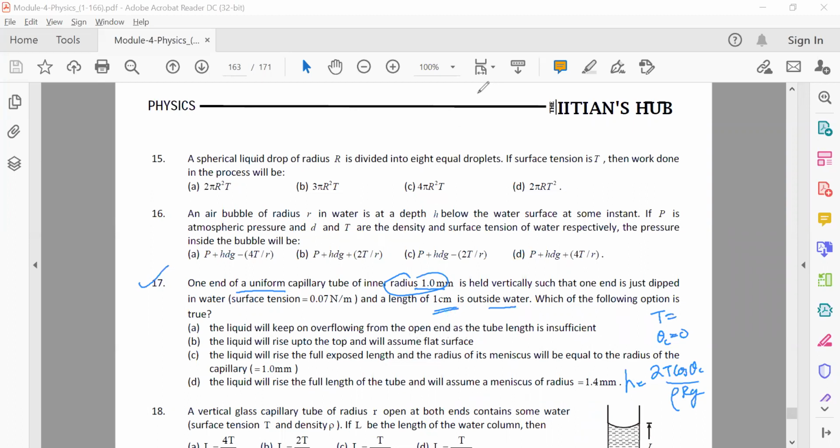Water will not be overflowing because you already inserted it, but the angle will change. The contact angle will change. It will not be a flat surface. So overflowing will not be the case. It will not be continuously overflowing. Okay. It will not be perfectly flat also because there will be some contact angle, but the contact angle will become greater than zero. Okay. Rise the full exposed length, and the radius of the meniscus will be equal to the radius of the capillary. This will not be true because for that the contact angle should be zero.